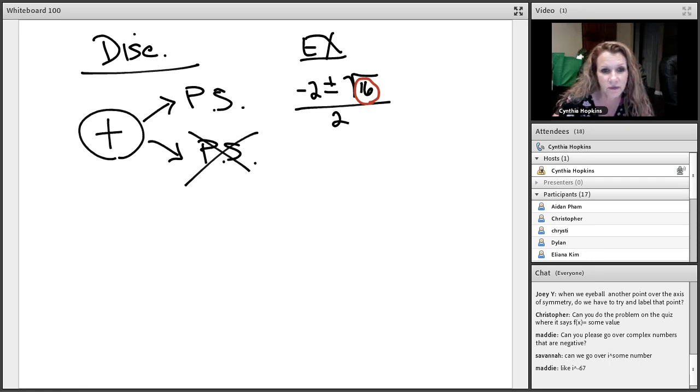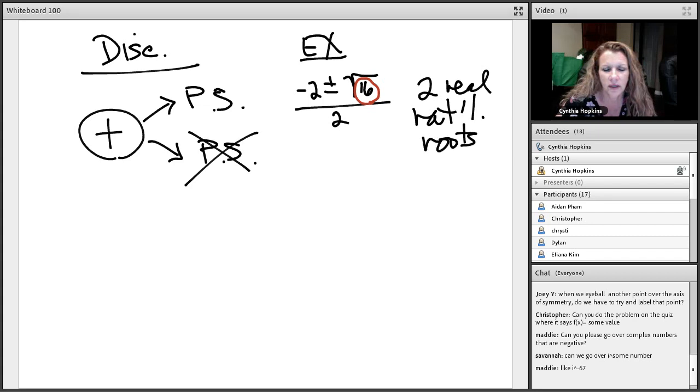If we were to simplify this answer, wouldn't I get rid of my square root and say that instead I have 4, and then I'd evaluate what -2 plus or minus 4 all over 2 equals. And I would get 2 real rational roots. By showing you the example, I'm hoping you understand that if I have a positive perfect square, the square root goes away because I can take the square root of a positive perfect square. That means my solutions will be rational, not irrational. And of course, they are real because I didn't have a negative inside my square root. And so there you go.